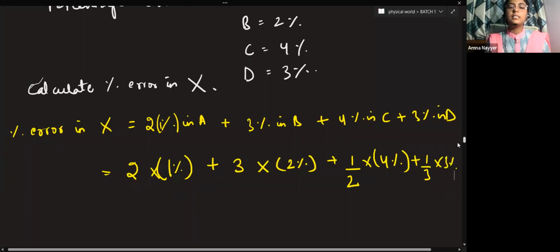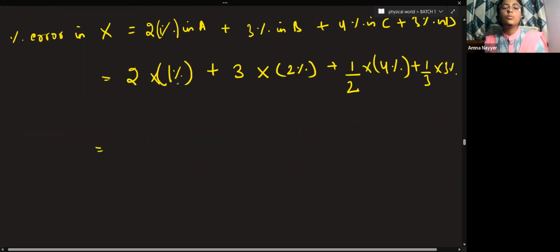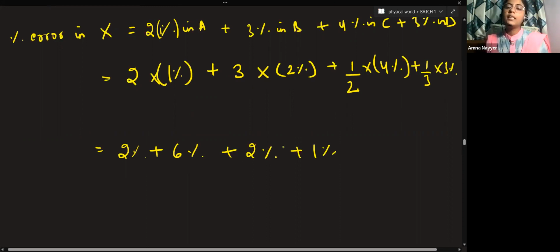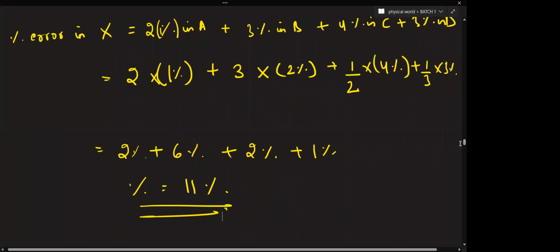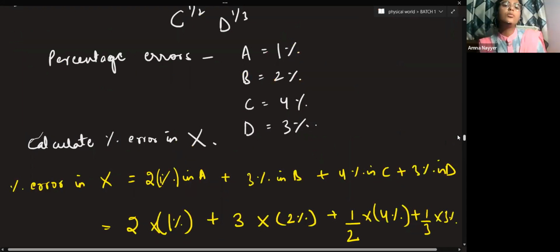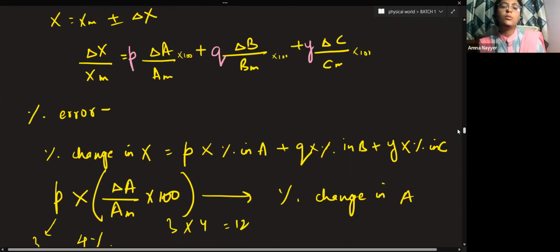So how will I write the answer? I have to solve this. So 2 multiplied by 1 gives 2, plus 3 multiplied by 2 gives 6. This is 2%, this is 6%, plus half multiplied by 4 gives 2%, and 1/3 multiplied by 3 gives 1%. So 2 plus 6 is 8, plus 2 is 10, plus 1 is 11. So the percentage error will be 11%. Is this clear? Yes, ma'am. All right, so note it down. If you have any problem while writing, you can simply ask me.